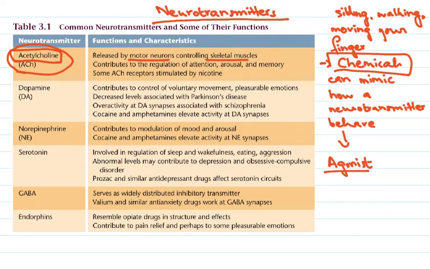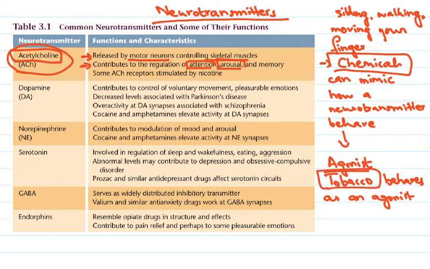Now, one thing we see here is that acetylcholine is not just implicated in movement, but it also contributes to the regulation of attention and arousal, right? Basically, arousal is how awake you are, how aroused you are, how attentive you are. Another thing we see is that tobacco behaves as an agonist for acetylcholine, because tobacco can also influence attention and arousal. So tobacco is an agonist for ACh, because chemically it mimics how acetylcholine works.